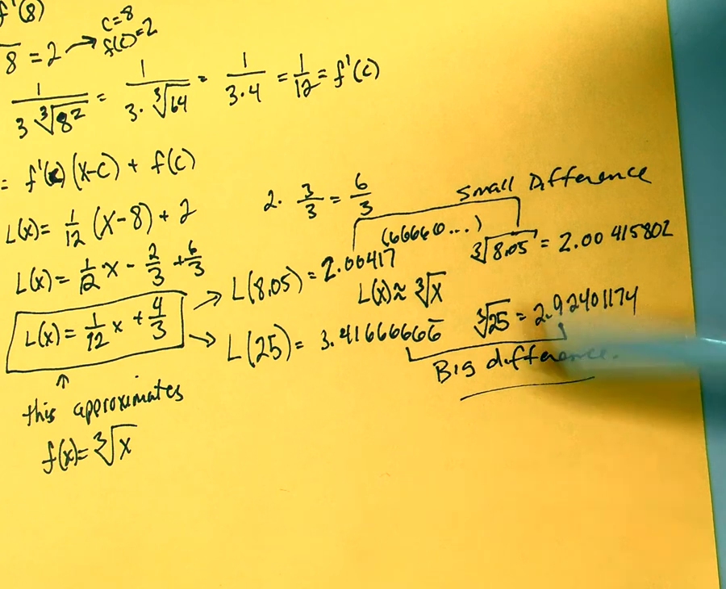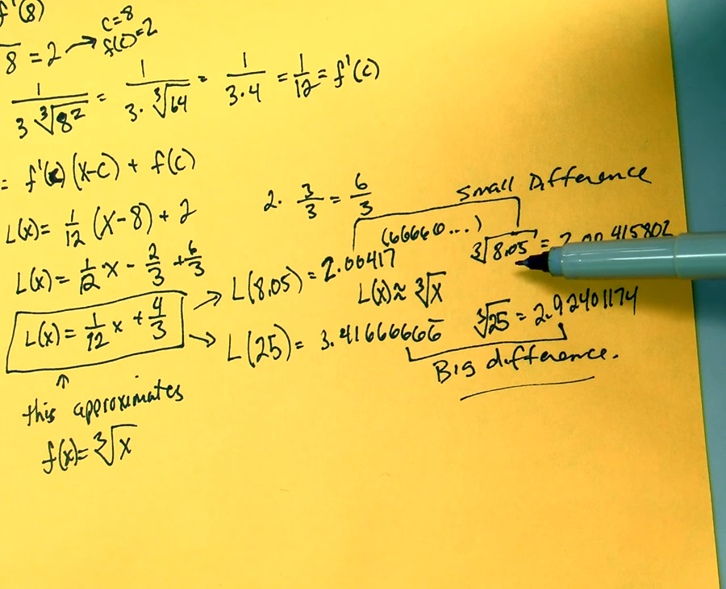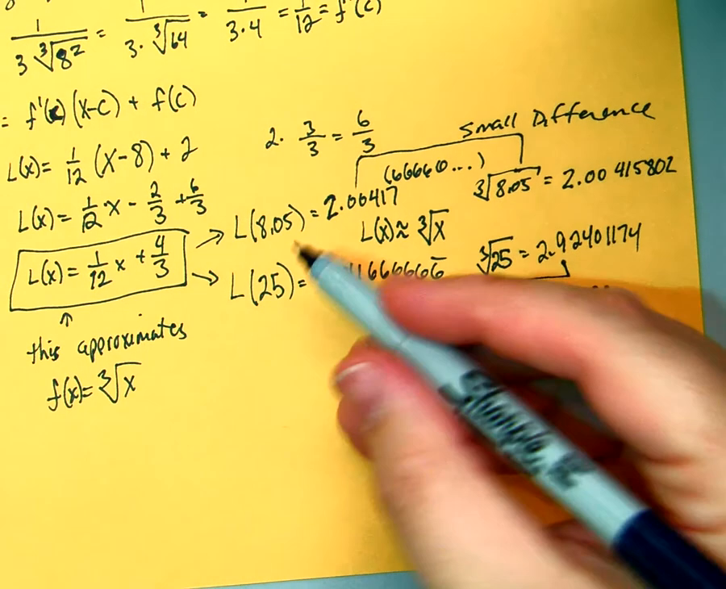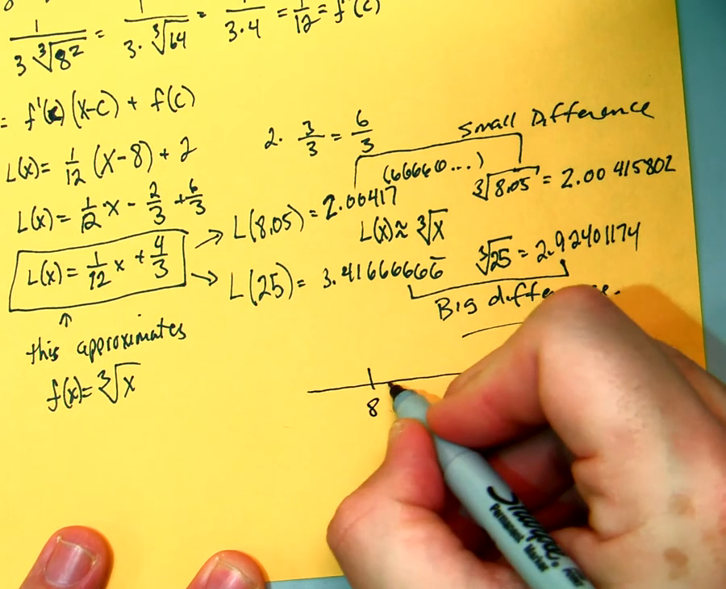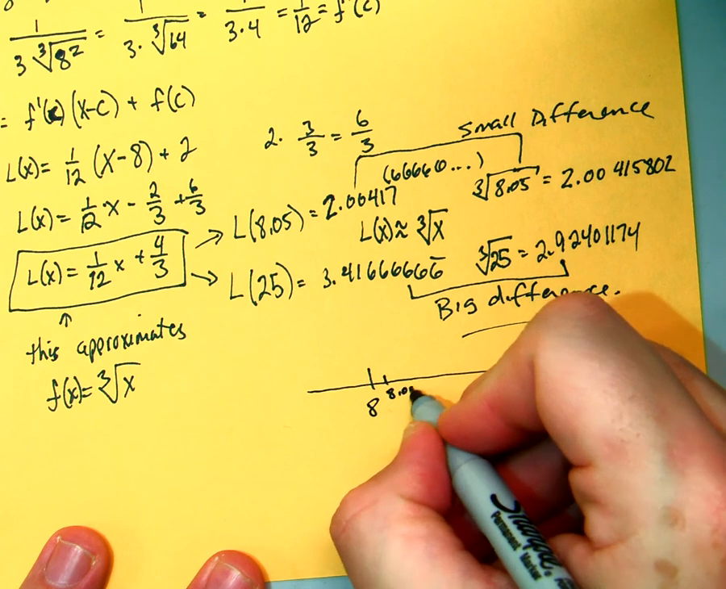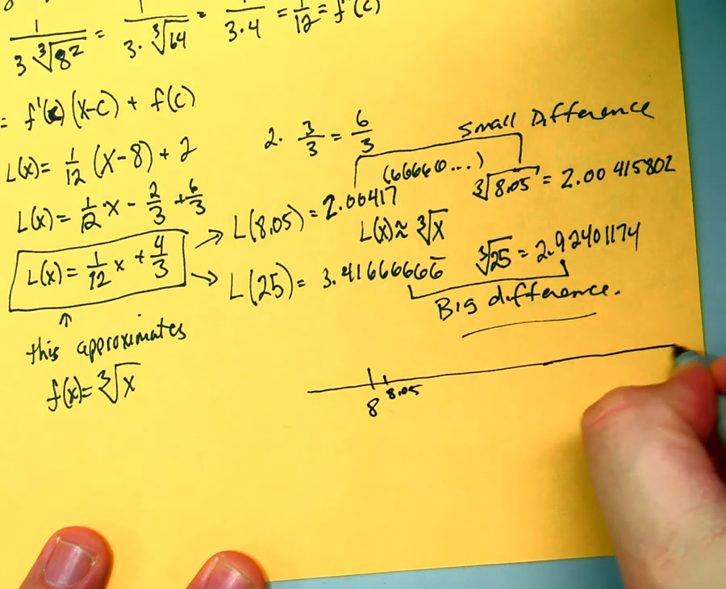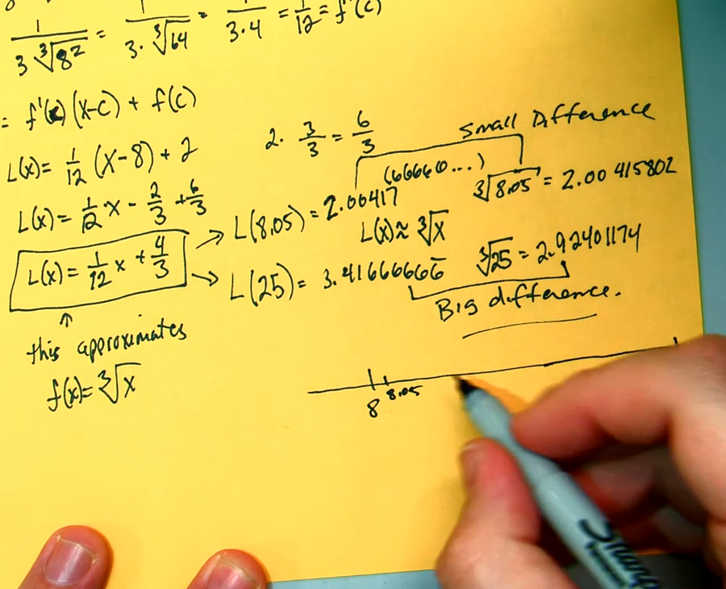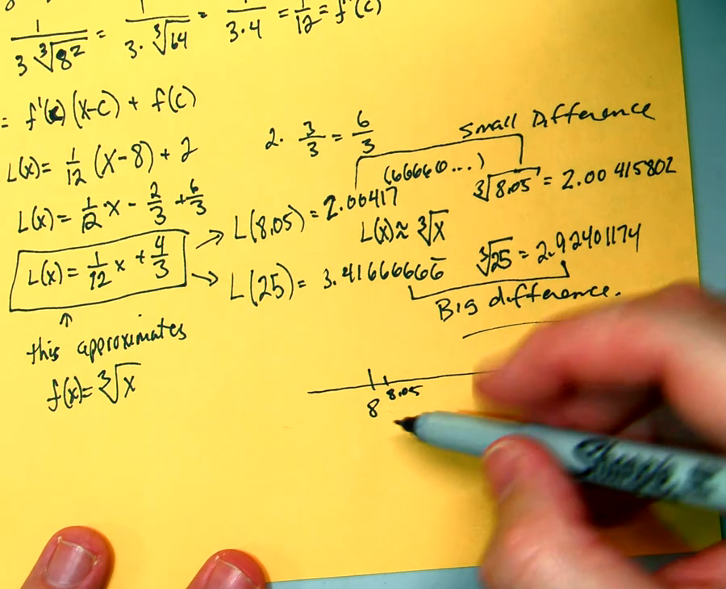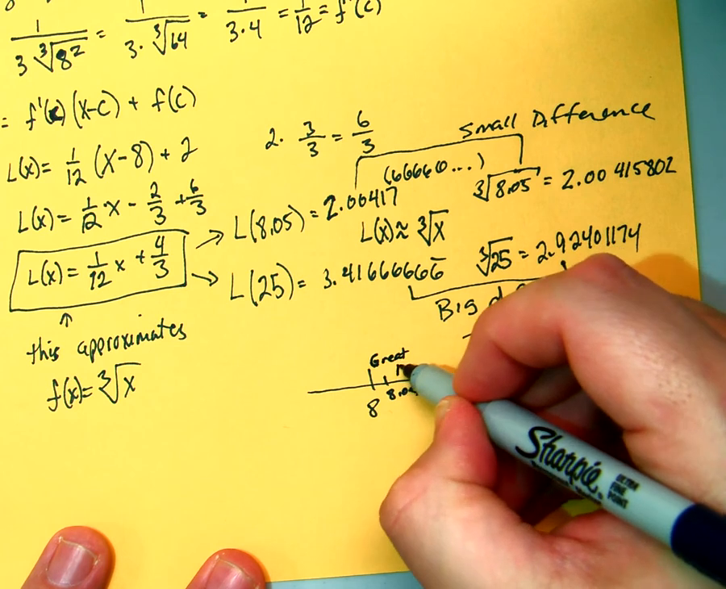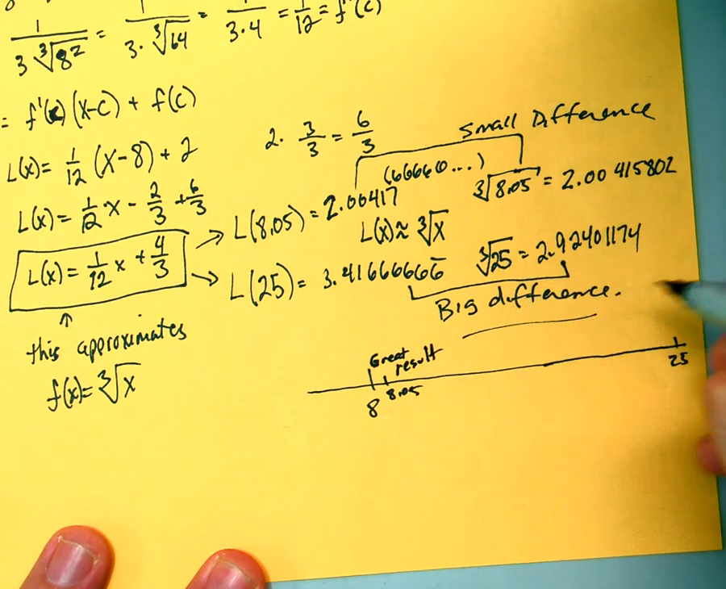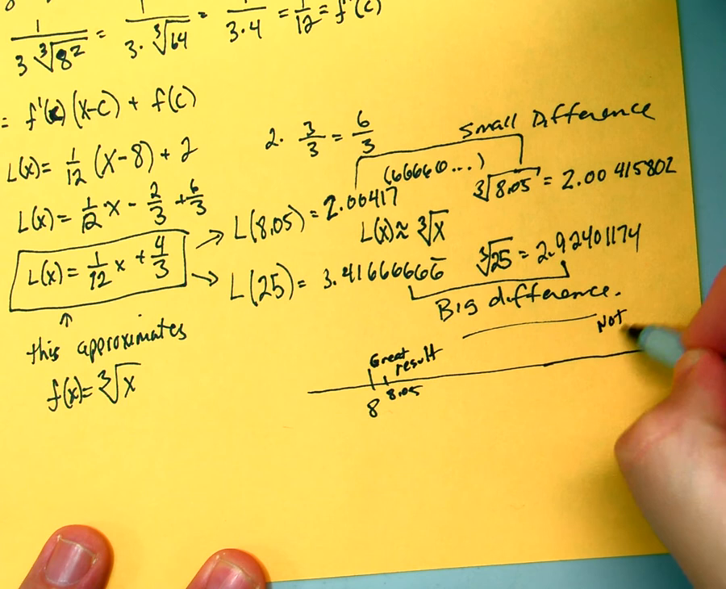Here's a question for you. What number did we start with? 8. Alright, we started with 8. So if we looked at the number line, we went 8, and then we went over here, 8.05, and then we went way over here for 25. Which one gave us the better result? So this gave us a great result. This gave us something that was not so great. So why do you think that's the case?